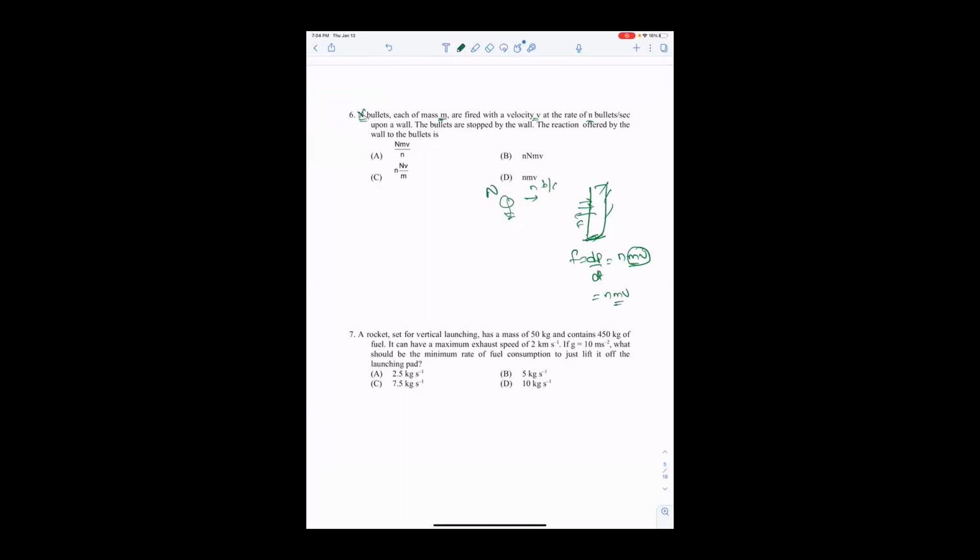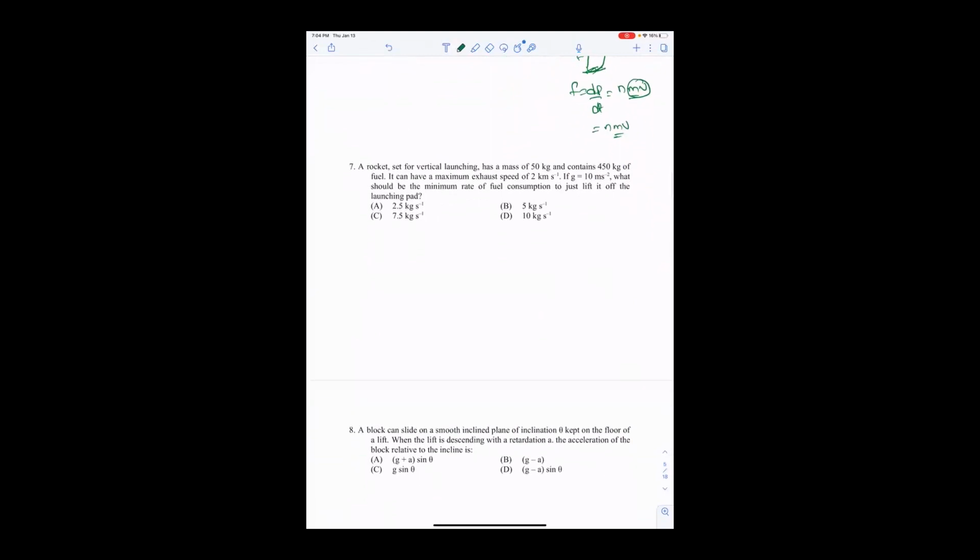Because if Iron Man has 100 bullets, he's shooting you 1 bullet per second, right? In another case, Iron Man has 10 bullets, but he's shooting 5 bullets per second. So it is not the number of bullets with Iron Man that matters to us. It is the number of bullets hitting you that matters. So n times small m v.